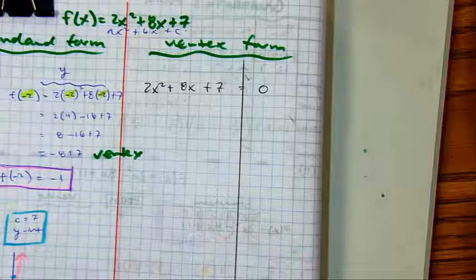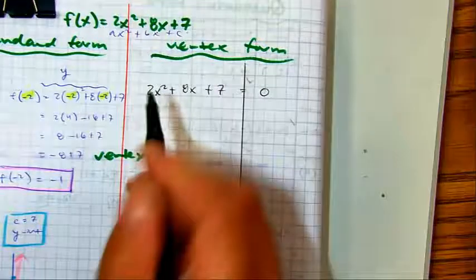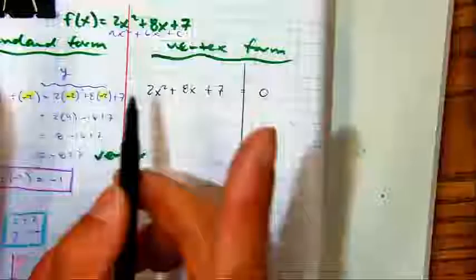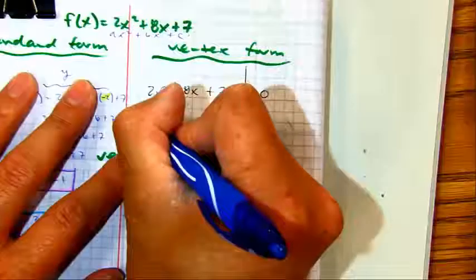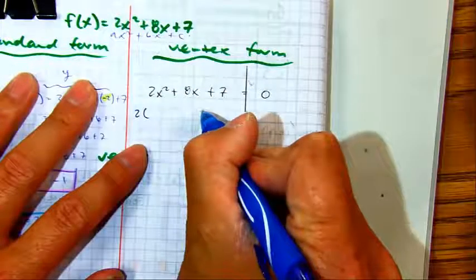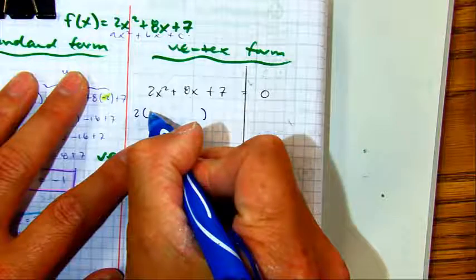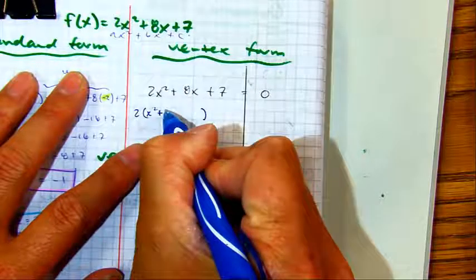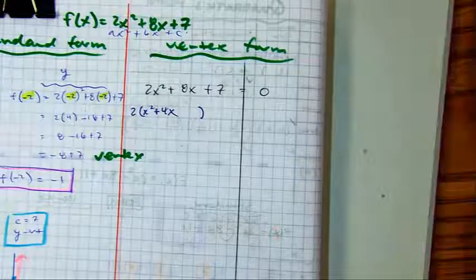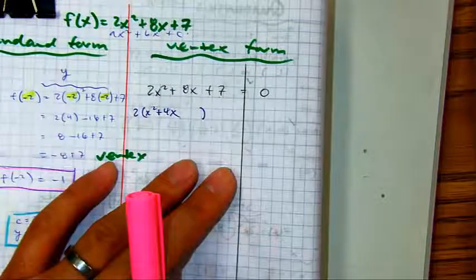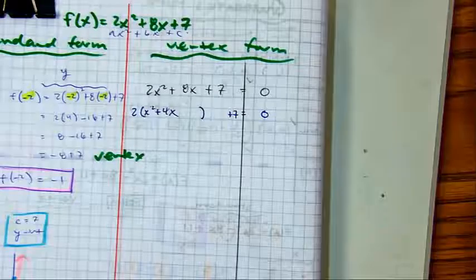Okay? So what I'm going to do is, on the first two terms, what is a common factor? Not the greatest common factor, but just a common factor. 2. So let's factor out a 2. If I factor out a 2, what's left here? X squared plus 4x. Okay. And then the plus 7 is on the outside over here, right?